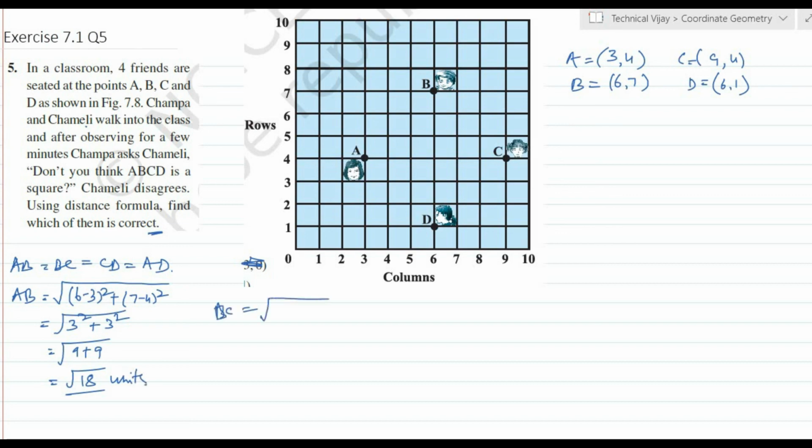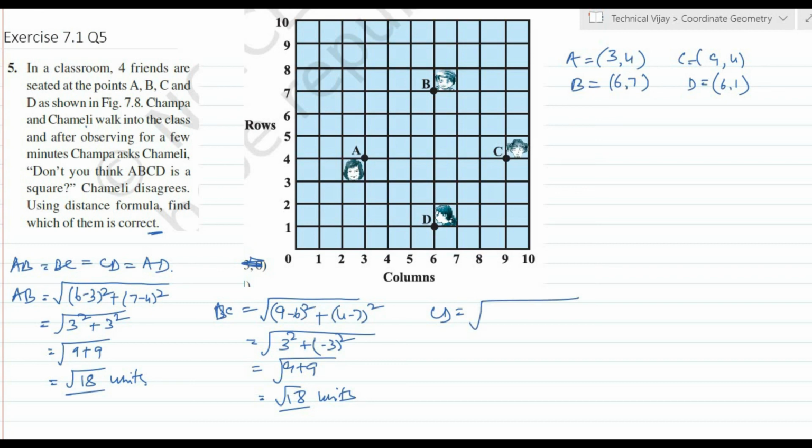BC is equal to, see, B and C. So (9 minus 6) square plus (4 minus 7) square. This is 3 square plus minus 3 square, which is equal to 9 plus 9 again. So this is also equal to 18 units. Okay, so now we will see CD.